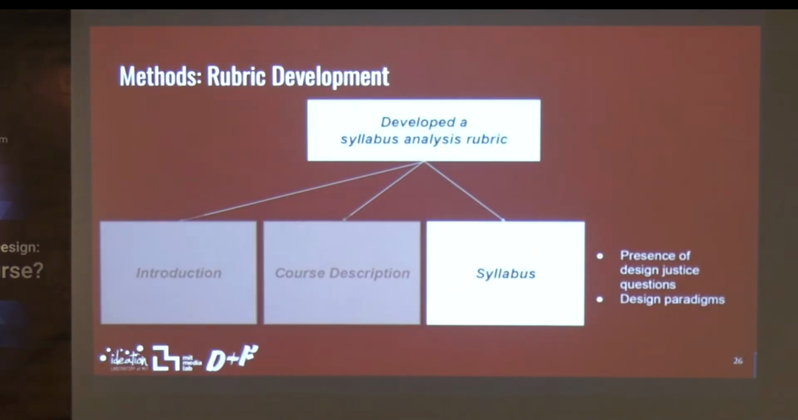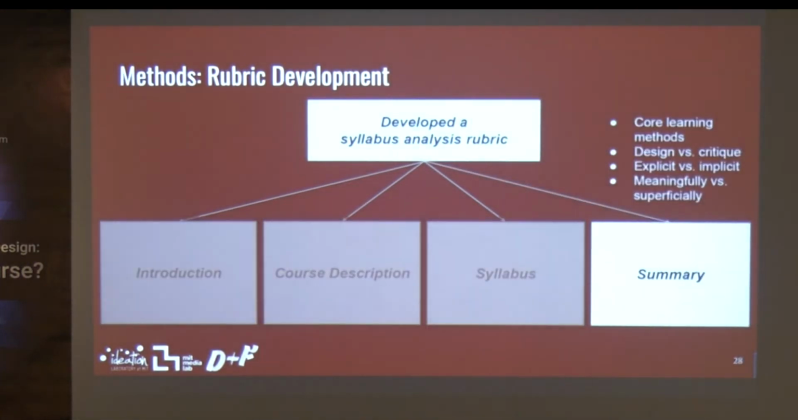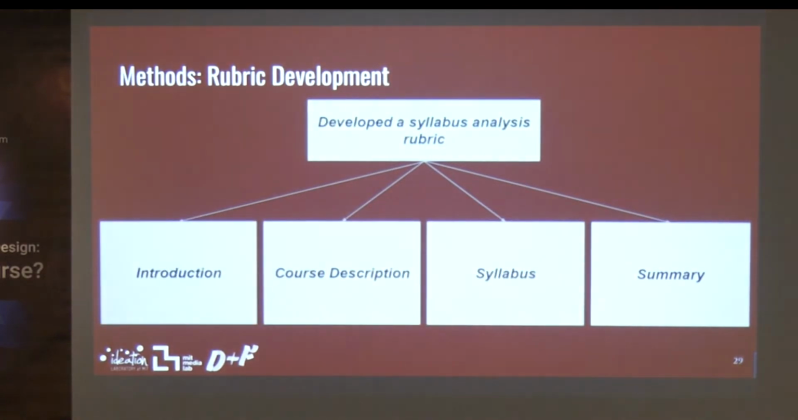Next is the actual syllabus itself. Here we looked at the presence of those design justice questions that I went through at the beginning, and also looked at which design paradigms were used in the course. And finally, a summary, which goes over the core learning methods used in the course, and whether it's a design class or a design critique class, and if it's covering design justice topics explicitly or implicitly, and then meaningfully or superficially. For the purpose of this analysis, we're really focusing on the second half, the actual syllabus itself.